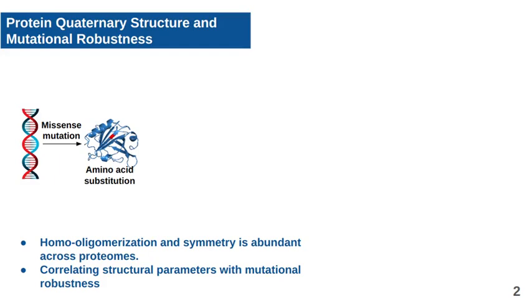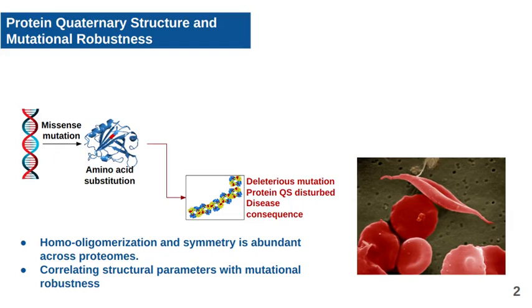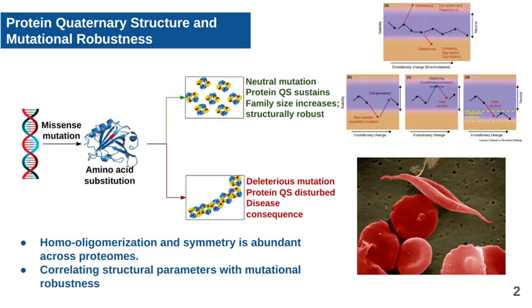In the next step, there are two possibilities. Either the mutation affects structure and function negatively, resulting in a disease phenotype such as the widely known sickle cell anemia. The other possibility is that the mutation is neutral and it is tolerated without significant damage to the structure and hence function, thus making it a homolog, and this increases the family size and robustness to mutation. So, the consequence of a mutation can be dependent on its quaternary structure properties.